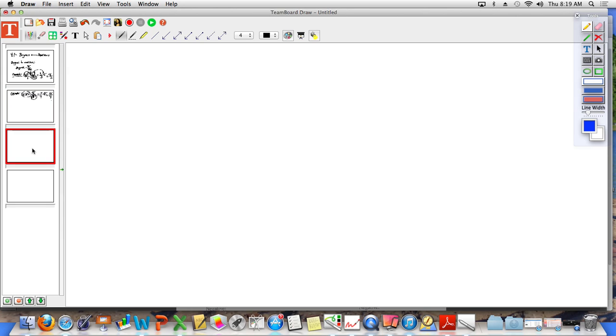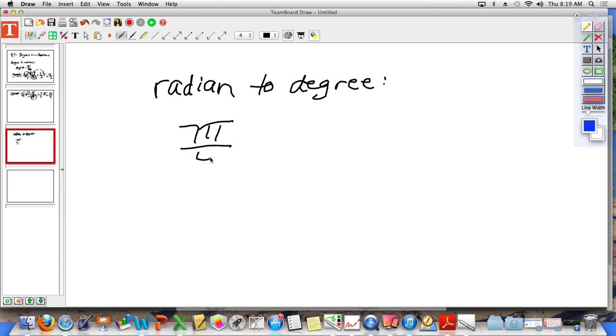All right, let's try this. Let's go backwards, from a radian to a degree. So let's say we have 7 pi over 4. I need to take that radian. How do I know it's a radian, by the way? There's no degree symbol. There's a pi, but really it's because there's no degree symbol. So we have 7 pi over 4.